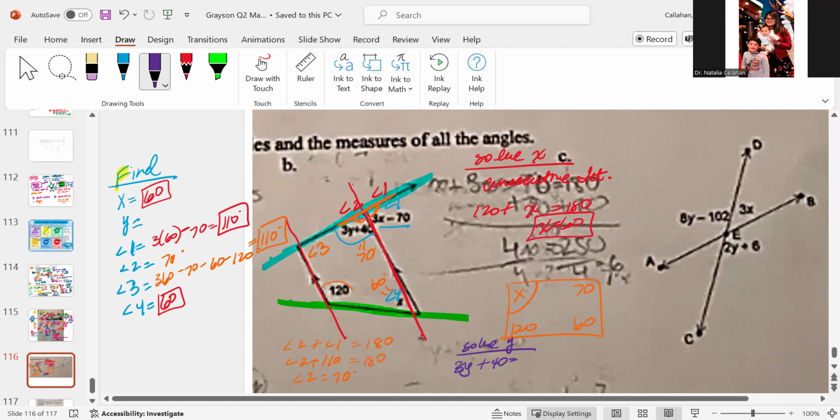Look at the picture. We just used it. 70. There you go. Do you understand now? I have to find 70 first. If I don't have 70, I can't set it equal to Y. Now solve for Y. Angle 2. Just solve for it.